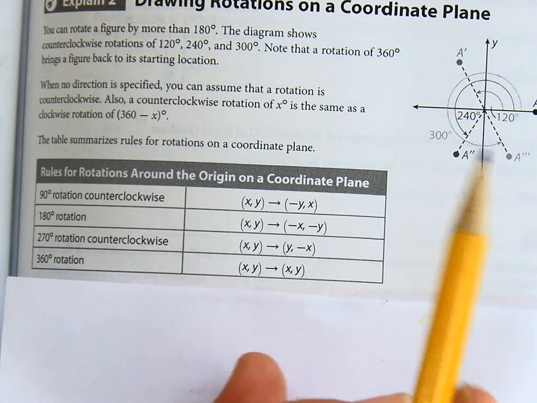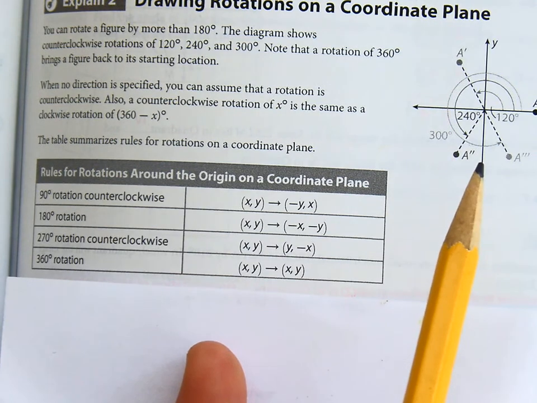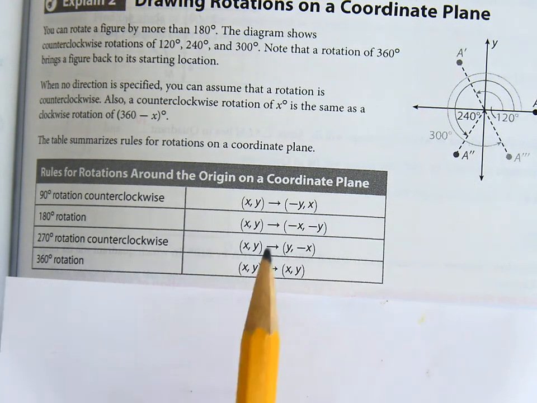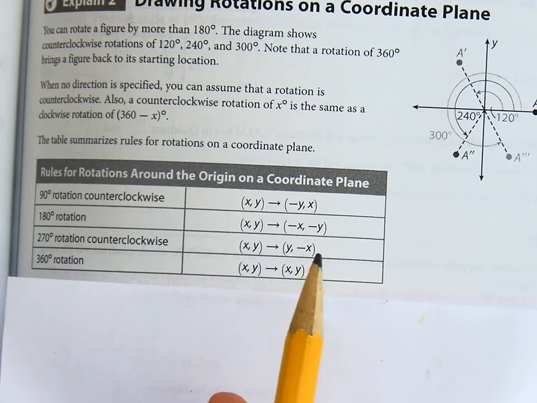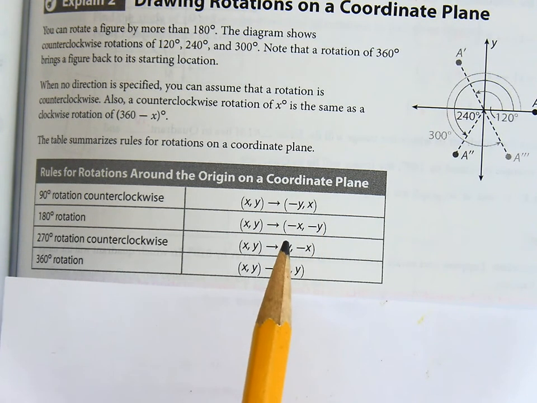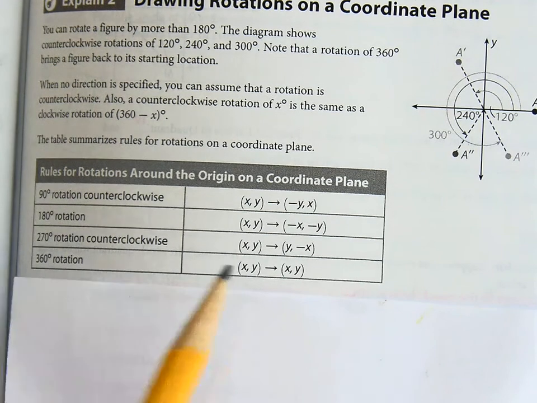270-degree rotation, right? So that's basically 3/4 of the way around is what's happening. You flip them and change the sign of your x this time. So notice 90 degrees, flip them, change sign of y. 270 degrees, flip them, but change the x. And a 360 rotation is just itself. Nothing has changed there.